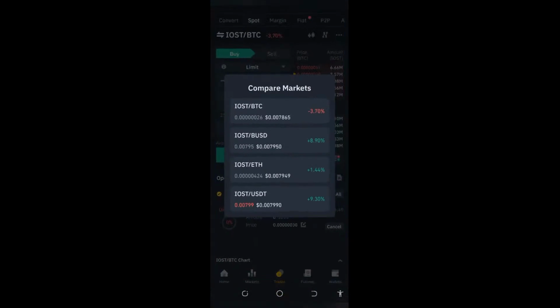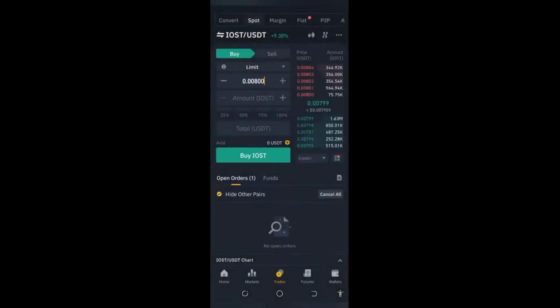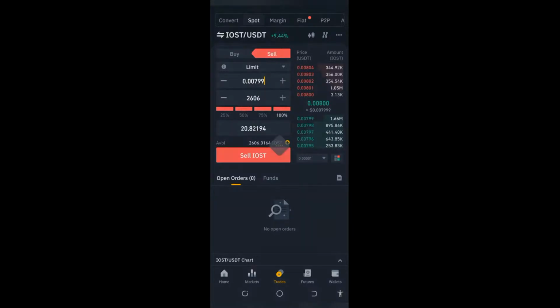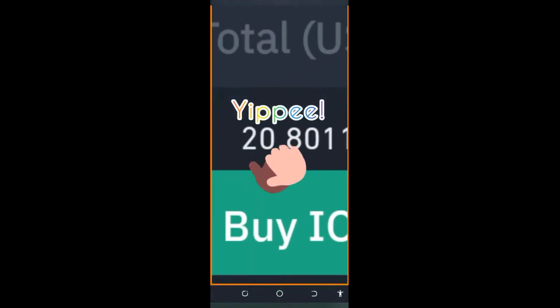Wow. You can see that the price IOST USDT is the highest. So I'm going to have to quickly do this before it begins to depreciate. So let's do this quickly. Let's cancel this, and let's see if we can actually sell and see what we can get. Let me see. Wow, this is great. Let's go ahead and sell. Wow, did I get it sold? Yippee, we got it sold.